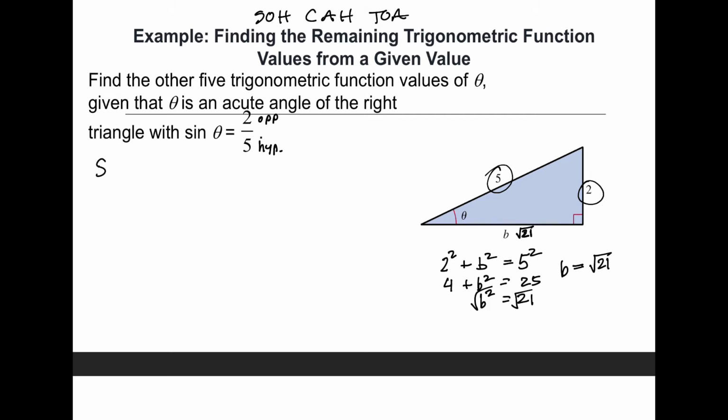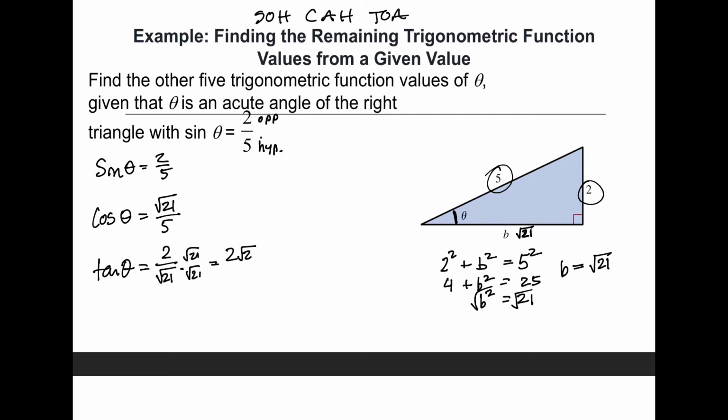We have sine. Sine theta we saw was 2/5. That was given. Cosine is going to be adjacent. So adjacent to my angle, that's going to be the root 21 over 5. And then the tangent is going to be 2 over root of 21, which rationalizing this, that gives me 2 root 21 over 21, and 2 doesn't even go into 21, so I can't simplify those numbers at all.